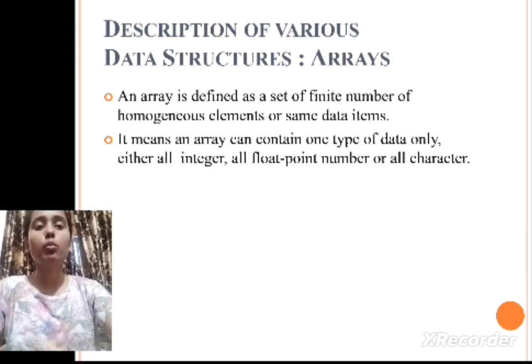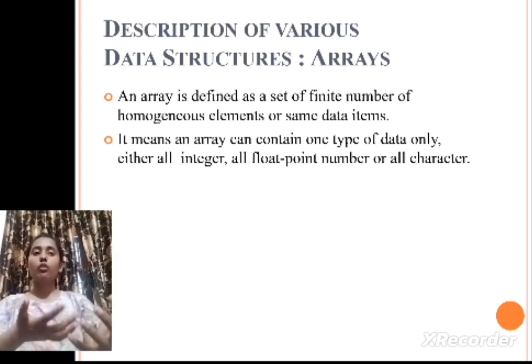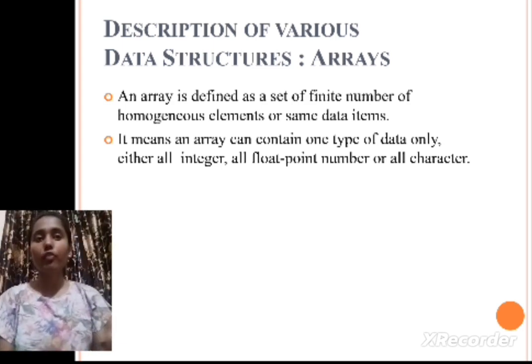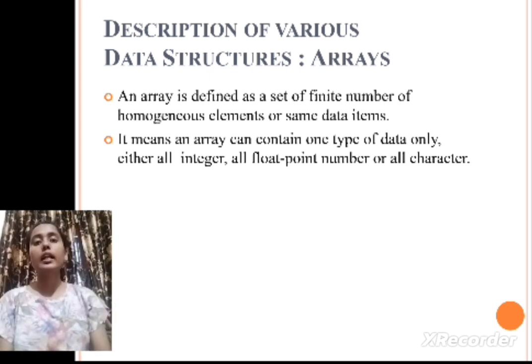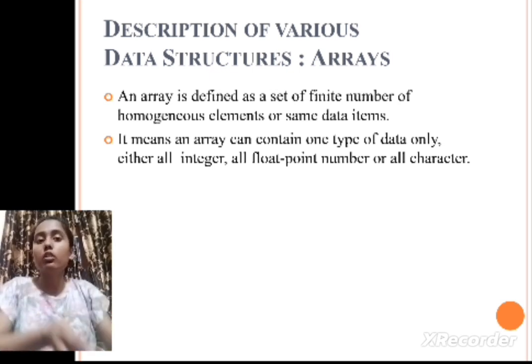Now moving towards the details of the array. So what is an array? An array is a set of a finite number of homogeneous elements, or the same data items. In simple words, it is a linear data structure in which the elements are stored in contiguous memory locations.